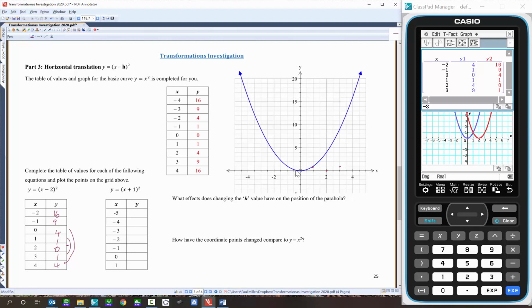Okay, 0, 4, and 4, 4. Let's go -2, 16 up there. Okay, so remember the graph should be symmetrical about this thing we call the axis of symmetry. Mine's not fantastically symmetrical. That really wouldn't match up well with that one there. But we can see same shape, but moved 2 units to the right. So this is y equals (x take 2) all squared.